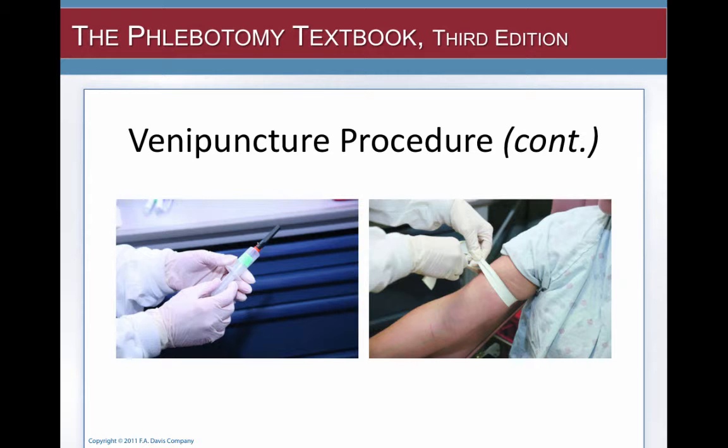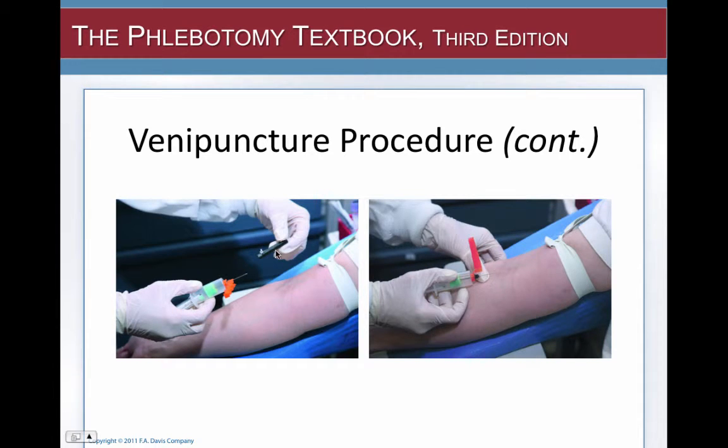Here, the phlebotomist is retying the tourniquet, taking the cap off of the needle, making sure that the needle is bevel up. Here you can see that she's holding the tube in her right hand.